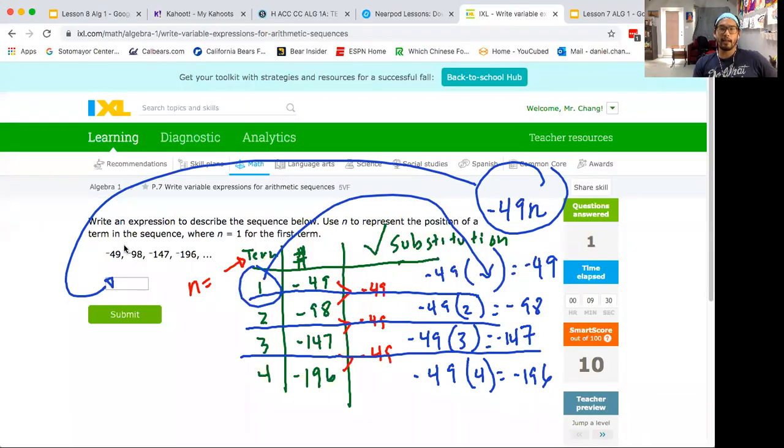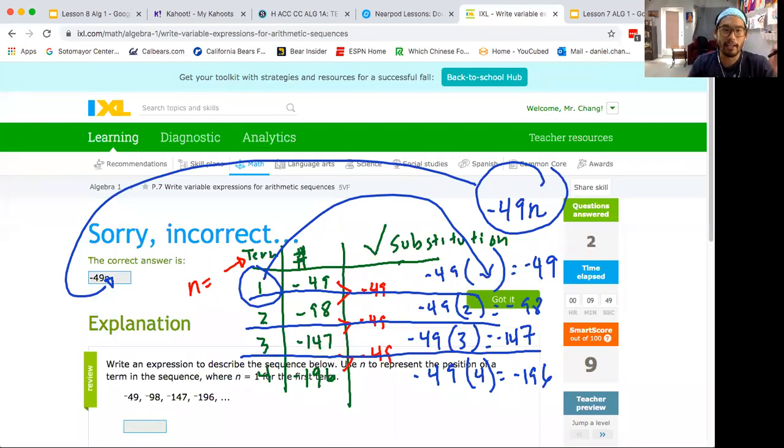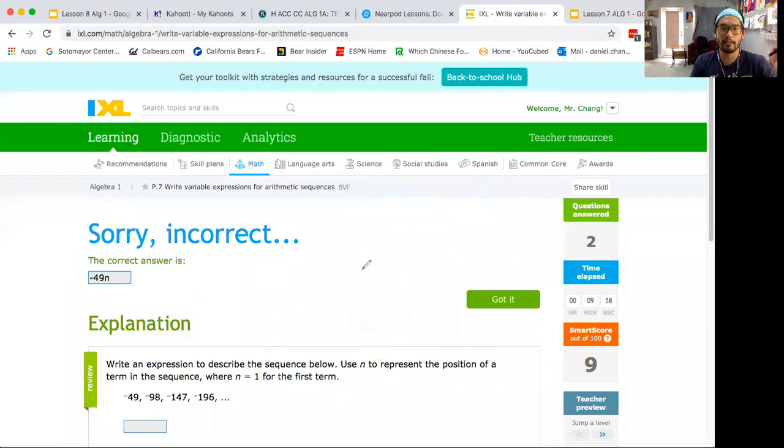Let's turn off my annotation, go negative 49n. Negative 49n. Let's see if I need the multiplication sign or if this just works. Enter. Oh, incorrect. What happened? Let's see. I was so positive. So I'm going to go and erase all my annotations here, clear all my drawings.